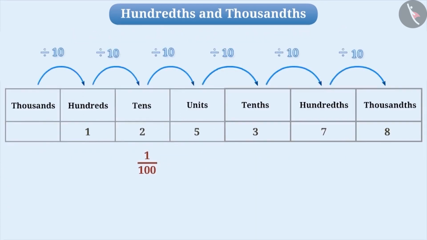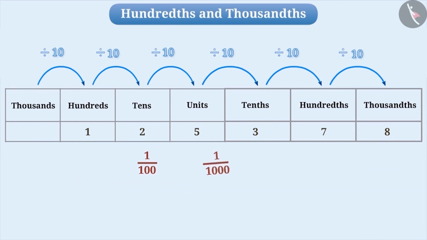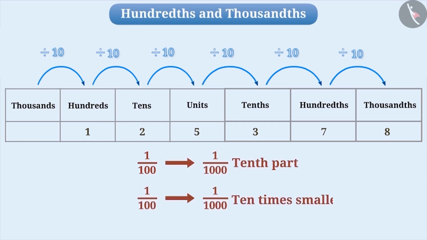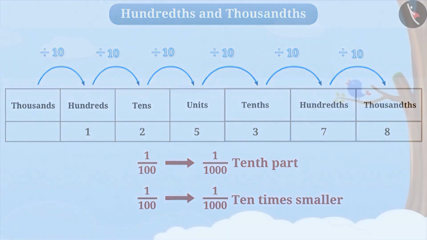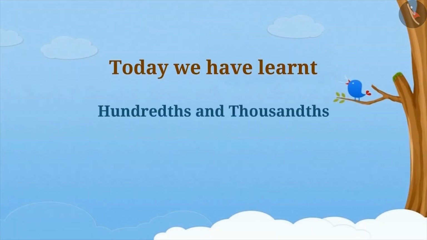So what is the difference between 1/100ths and 1/1000ths? Think for a while. Let me tell you. 1/1000ths is the 10th part of 1/100ths. That means 1/1000ths is 10 times smaller than 1/100ths. Today, we have learnt about hundredths and thousandths. In the next video, we will learn about conversion of fraction into decimal and vice versa.